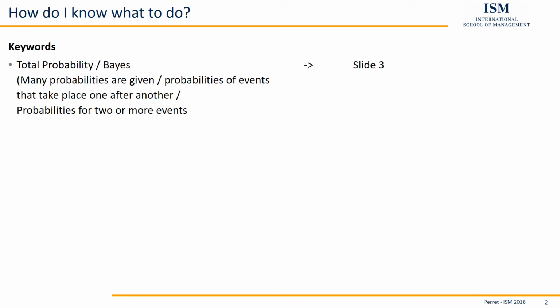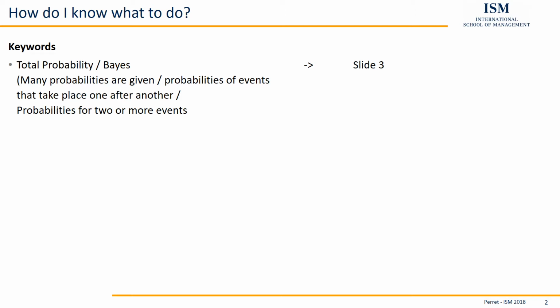So for example, if it either says total probability or Bayes something, this usually hints at probability theory, calculating with probabilities. Usually it doesn't say so, however. Usually you have to go a roundabout way with this, and one of the ideas to find out on this topic would be that a lot of probabilities are given.